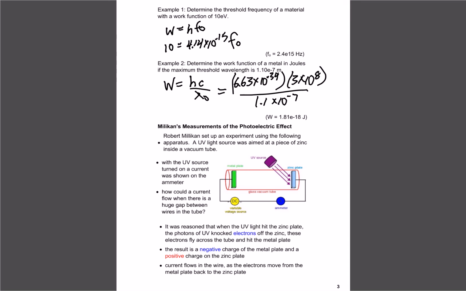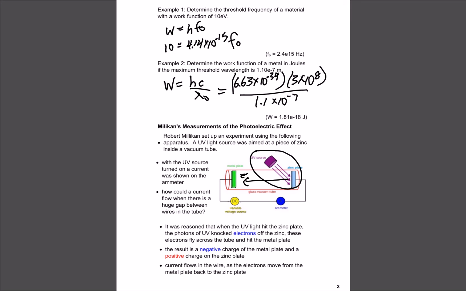Later on, Millikan set up a different experiment to take this one step further. He's saying, if we have an ultraviolet light hitting zinc like Hertz predicted, and we have electrons flying off, then if we have electrons moving, we should be able to create electricity or create a current.